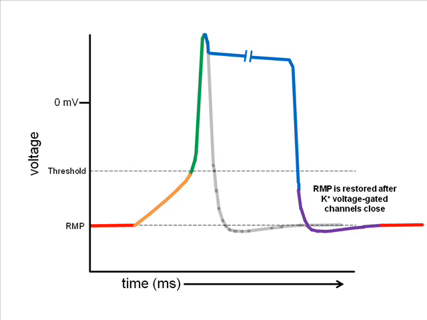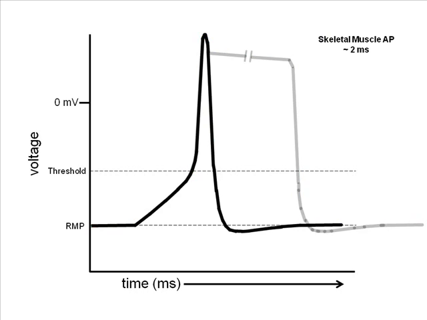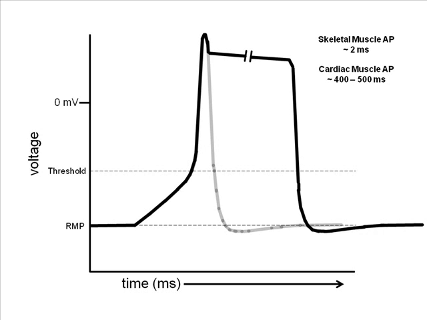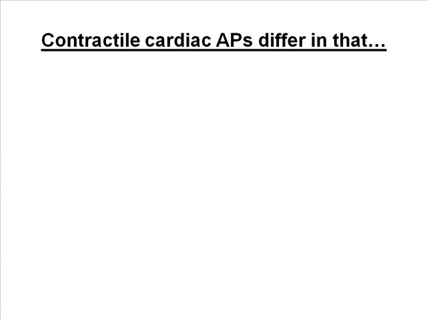I want you to notice this is very similar to what we saw in the skeletal muscle action potential. The real difference is the timing of the potassium channels becoming fully open and the fact that calcium channels are open at the same time. And so that skeletal muscle action potential or neural action potential lasts about 2 milliseconds. The cardiac contractile action potential lasts in the order of 400 to 500 milliseconds. It's much, much longer.